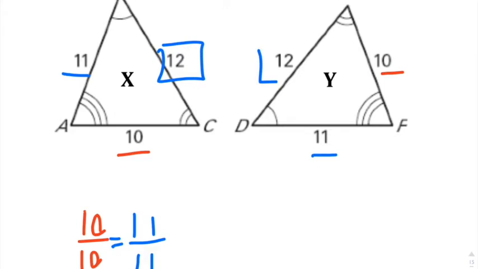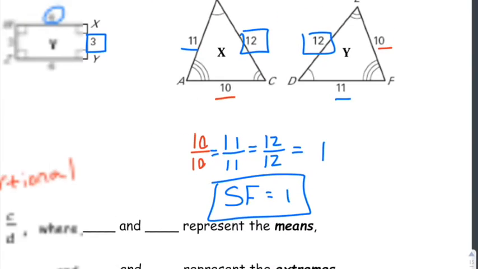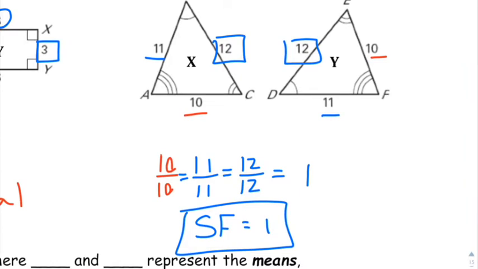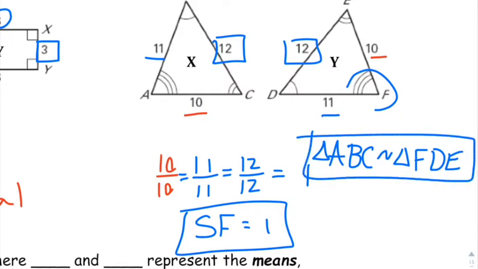Look over here at 12, you got 12 and 12. Those are your corresponding sides, and they all reduce down to 1 over 1. So that means your scale factor in this case is equal to 1. That means you're really not changing anything. It actually means that these are congruent figures. Since they're asking for a similarity statement, I'm going to go triangle ABC is similar to triangle, and then it's marked with 3 ticks, so we need to look at F. That starts with F, goes next to D, and lastly we have E. So there you go.